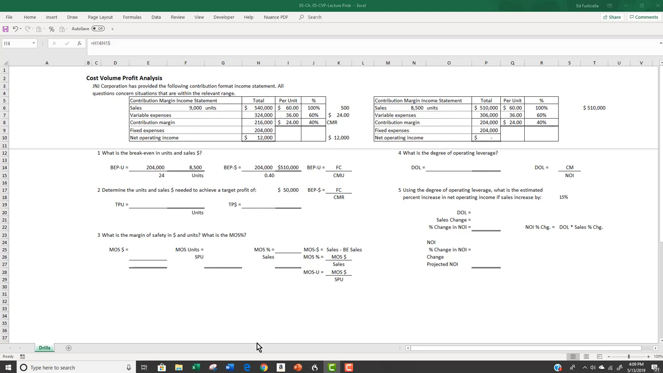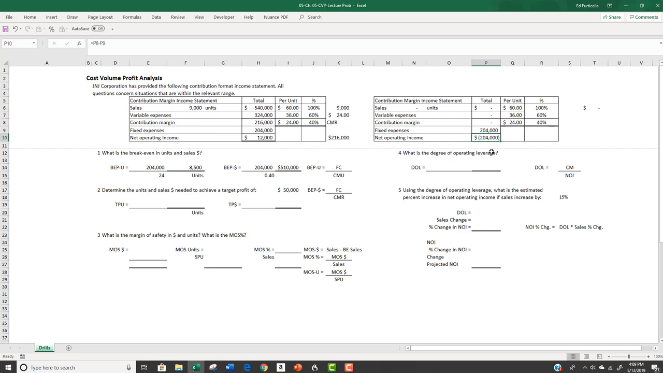To summarize, the break-even point is the level of sales at which profit is zero. The break-even point can be determined in terms of units, 8,500, or in terms of dollars, $510,000. If sales were $0, the company's loss would equal the amount of fixed expenses.